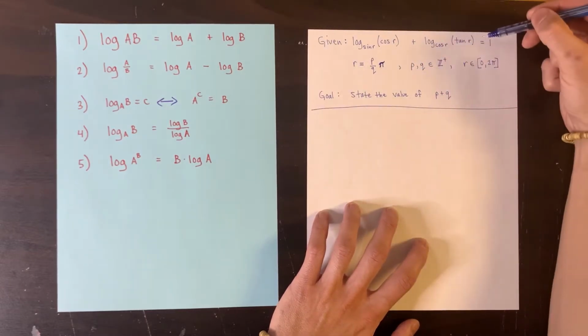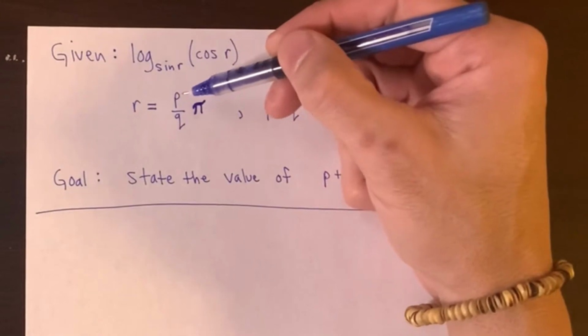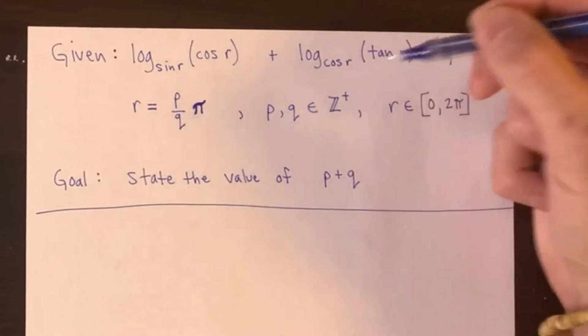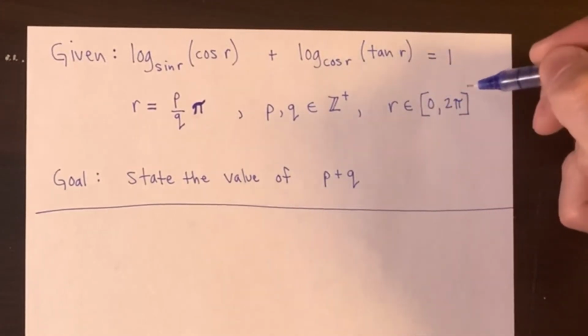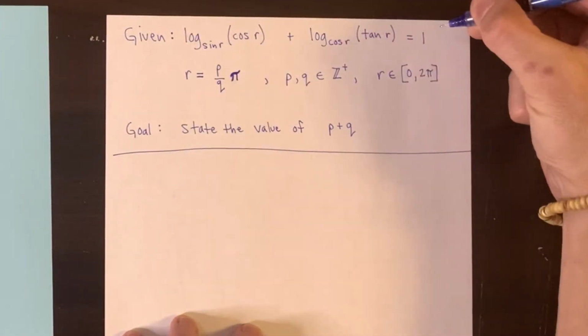So here's the given equation and a couple of additional conditions: r equals p over q pi. P and q are positive integers, and r is an angle contained in this interval. The goal is to find p plus q. So let me write down this equation yet again.